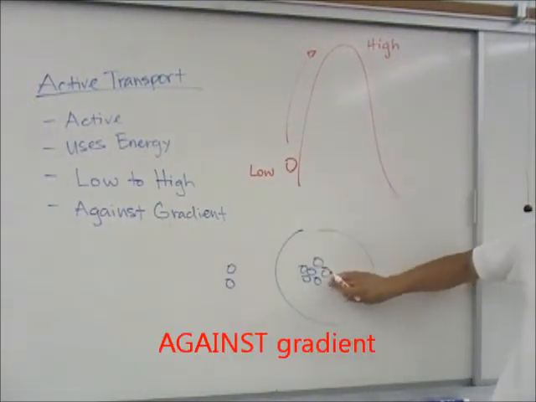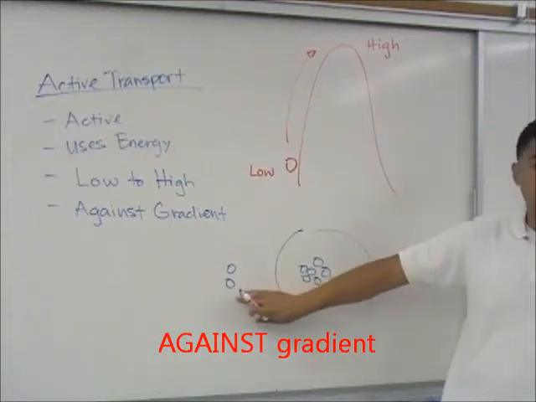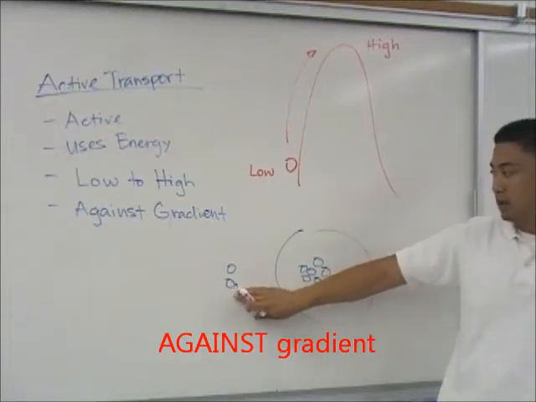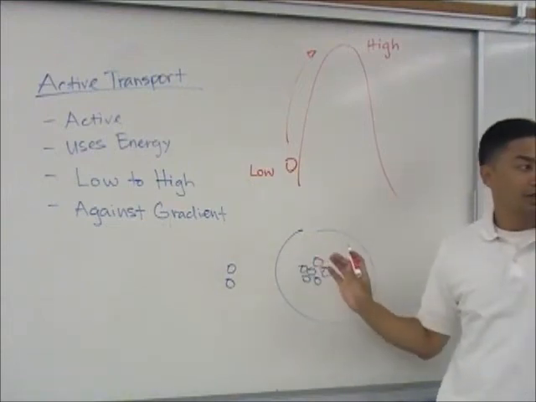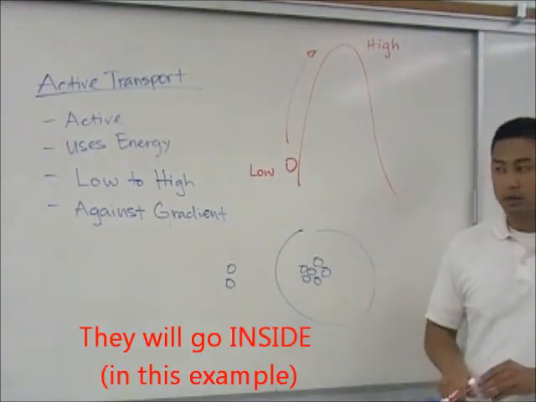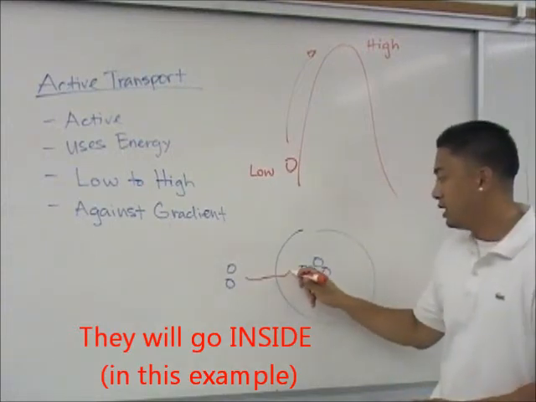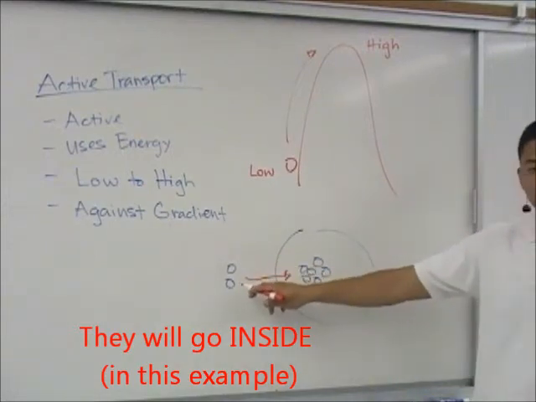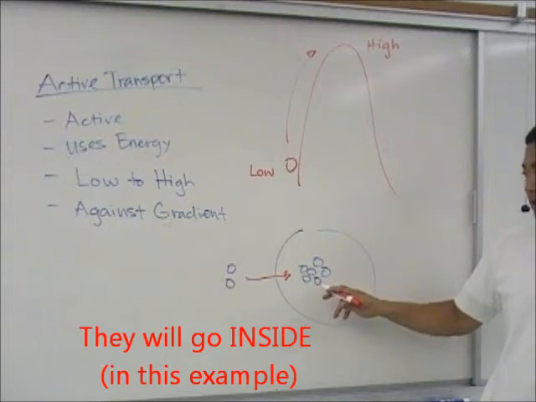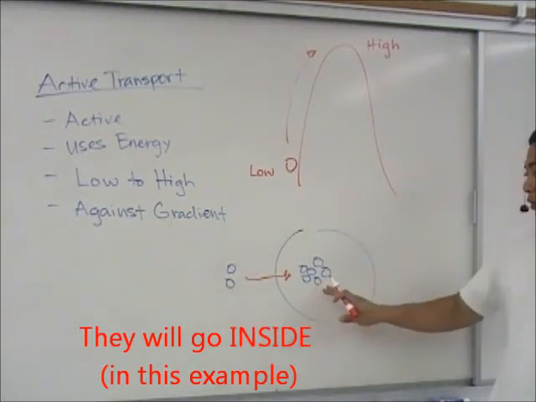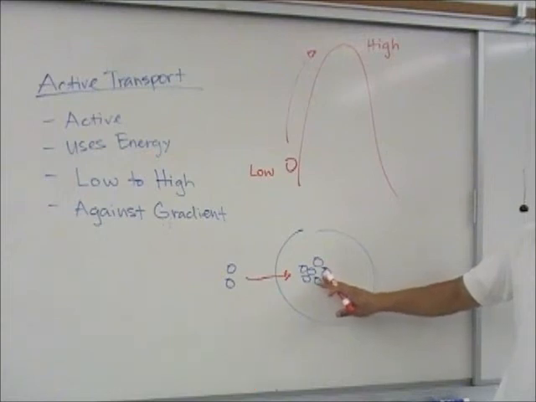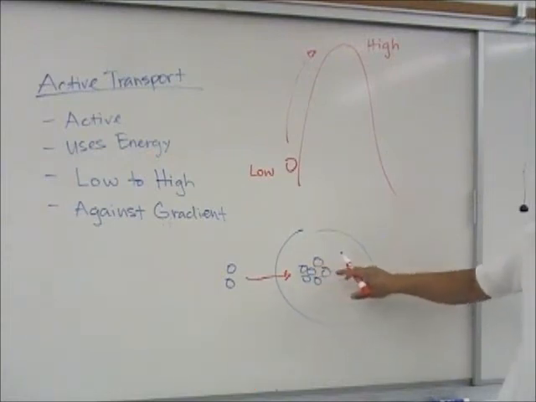So we have a higher concentration inside, we have a low concentration outside, right? So where will the solutes go, or where will these molecules go? Inside. It would go inside. Why? Because it's going from a low concentration to a high concentration. How do we know it's low? Because it has a low number, it only has 2. How do we know this is high? Because it has a high number, which is like 6 circles.